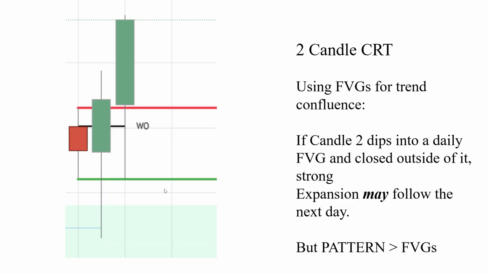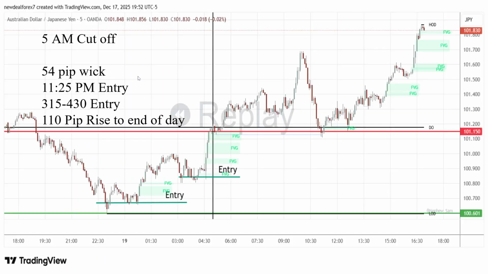All right. But one of the best things we like to see, if candle 2 dips into a daily fair value gap and then closes above it, that can be a great sign that a large move could be coming. So that's what happened. So let's take a look at the 5-minute chart. Now this was a 54 pip wick. Now, why do we allow for that? Because of where it closed. Sorry, wrong chart. Okay.